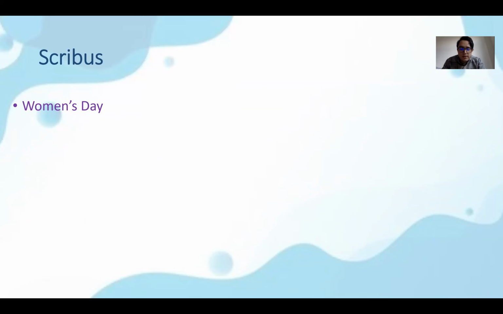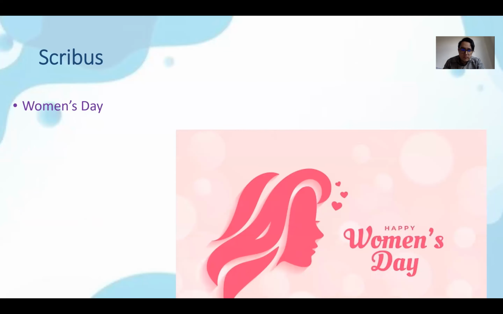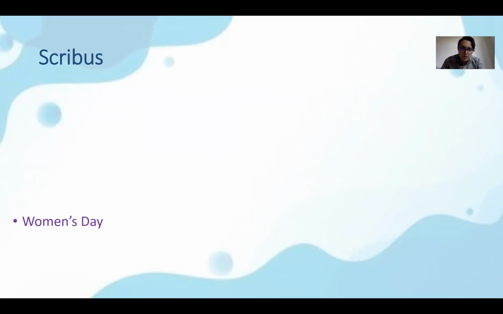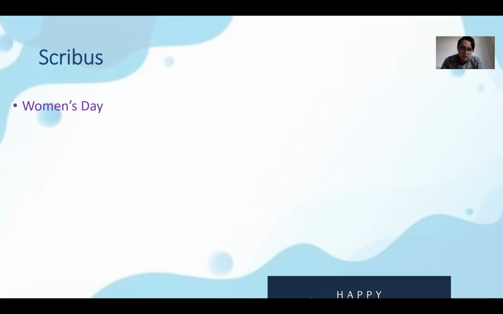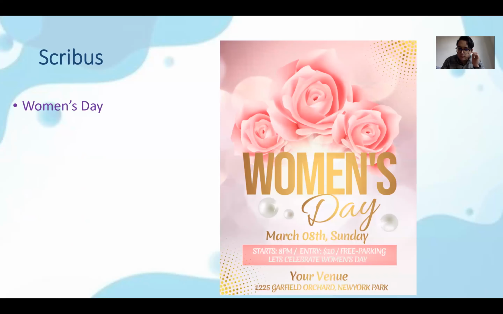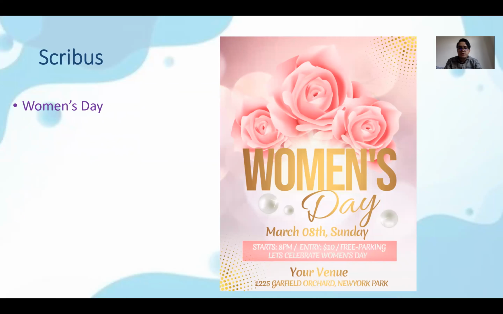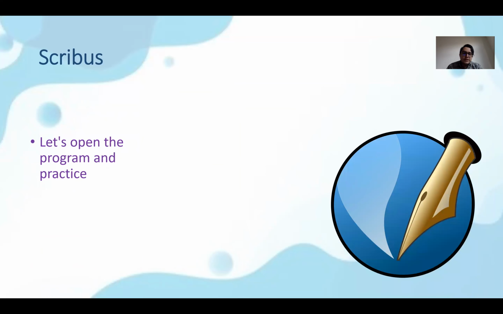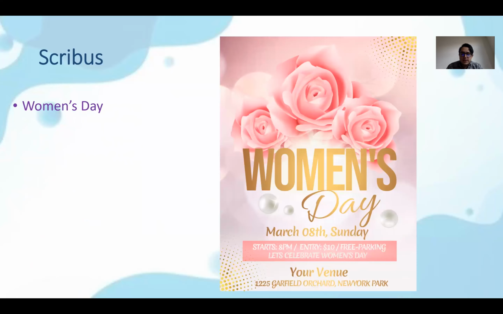So for today, the topic is Women's Day. It was just a few days ago on the 8th of March. I want you to create something for International Women's Day, and you can create a newsletter or a news page or just content like this picture. So these are the options that you can do. And now let's open the program and try to create these.